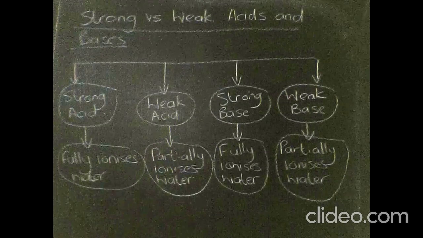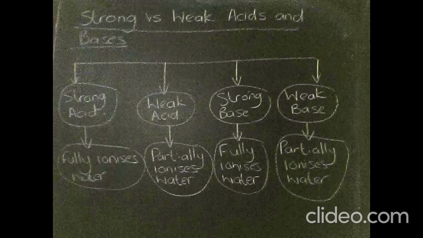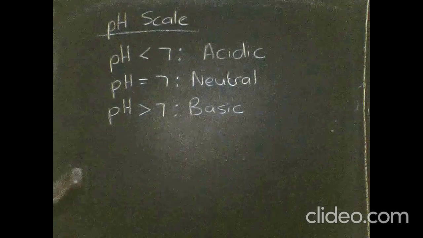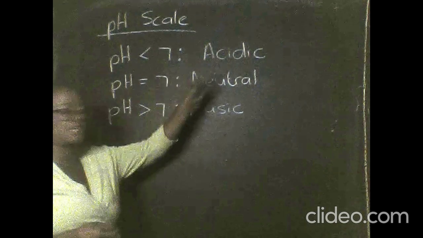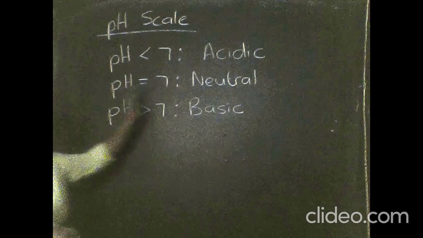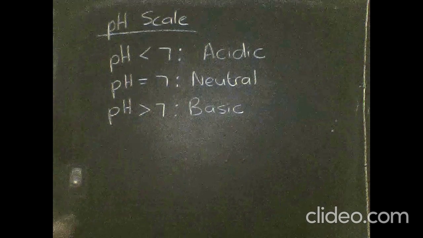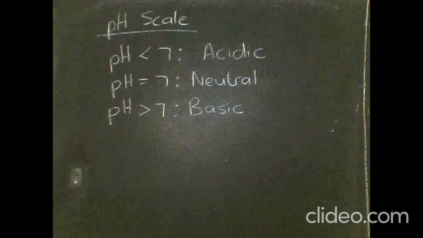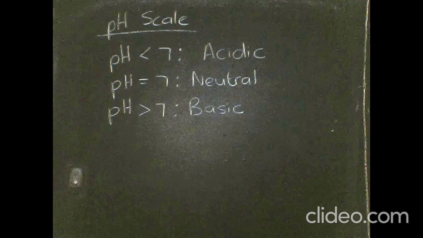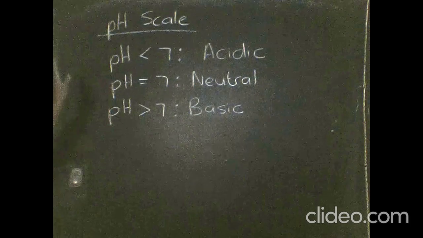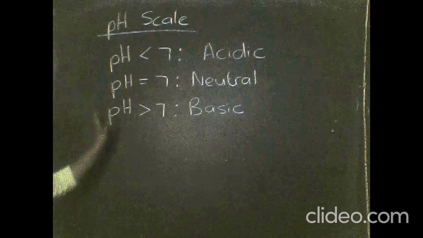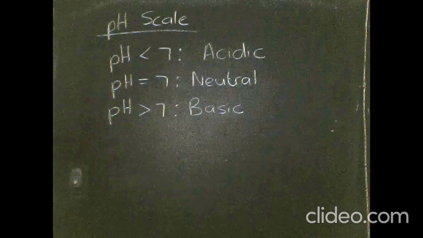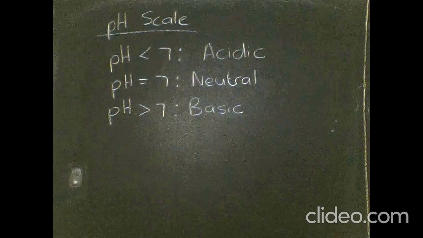Let's just look at the last one, which is the pH scale. So a quick look at the pH scale: a pH that is smaller than 7 is acidic. And then a pH that is equal to 7 is neutral, which would make sense. But a pH that is greater than 7 is basic. Right, so those are the three pH ranges on the scale. So less than 7, acidic; equal to 7, neutral; greater than 7 is basic. That is it for acids, bases, and conjugates. Good luck.